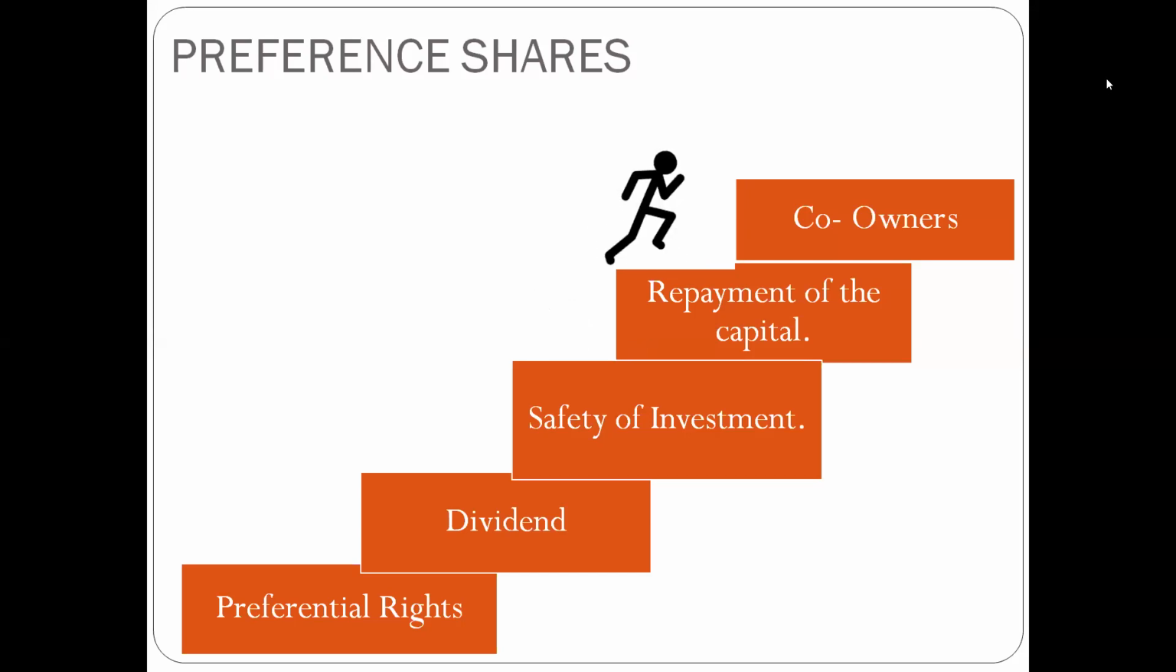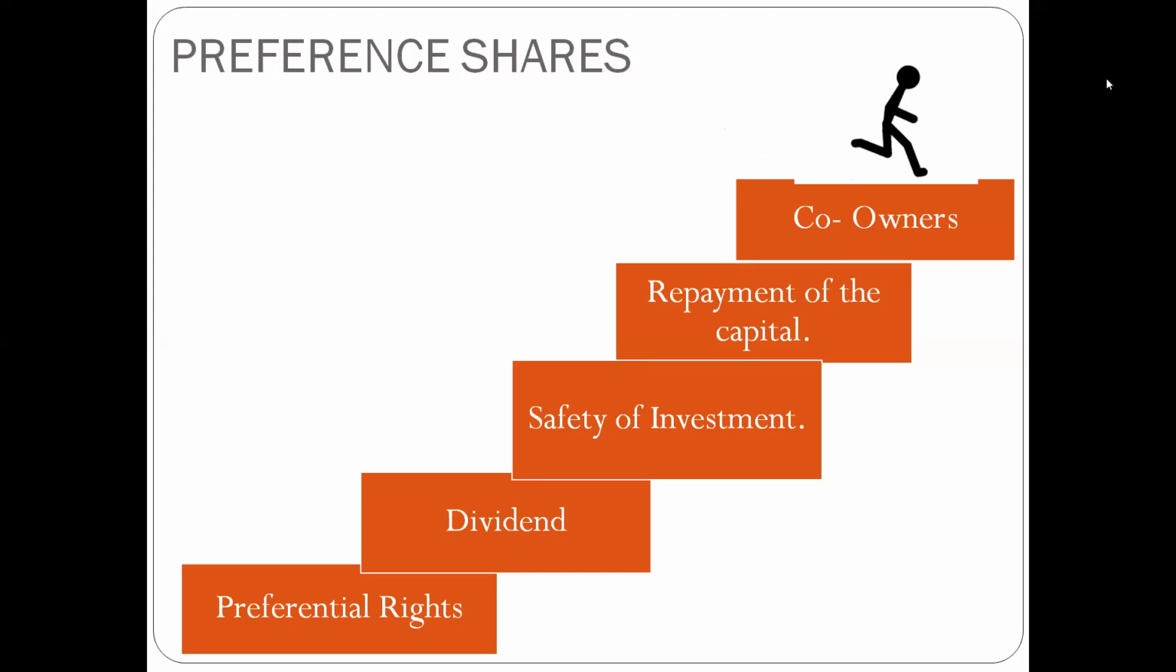Normally, the preference holders do not have any voting right. They do not have any interest, so they cannot participate in any activity of the company. But then also they are known as the co-owners of the company.